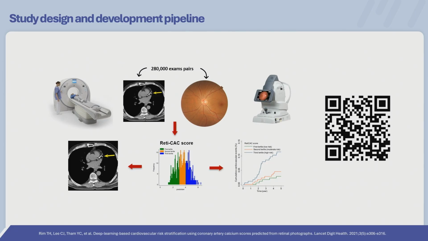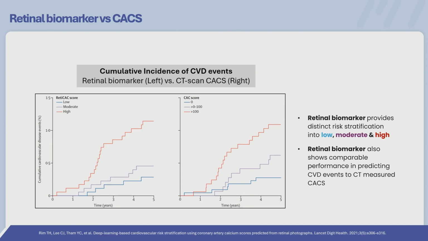Once you have that, what you are able to do is something very cool. These are Kaplan-Meier curves which show the performance of the retinal biomarker as compared to the CAC. You can see the risk stratification is very similar across the two. And what we showed in the paper additionally was that it has an additional incremental value as well when compared or paired with the Pooled Cohort equation.